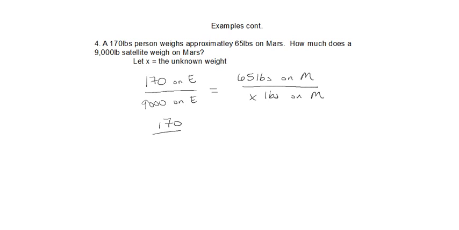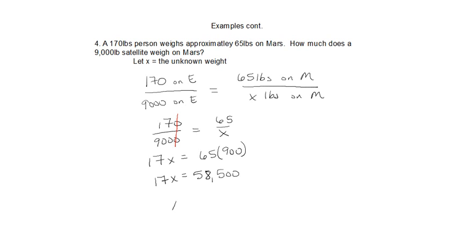So we're going to have 170 over 9,000 equal to 65 over x. Now let's simplify the equation on the left first, as we can divide each one by 10 to make it 17 over 900. And now let's cross multiply. So we're going to get 17x equal to 65 times 900. 65 times 900 is going to equal 58,500. And we divide each side by 17, we're going to get a decimal.